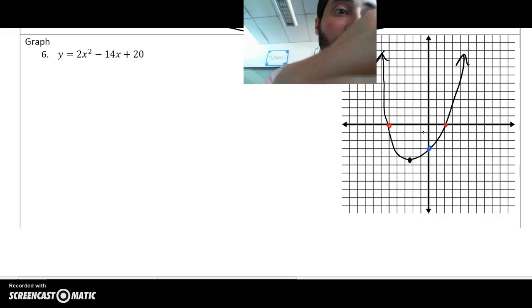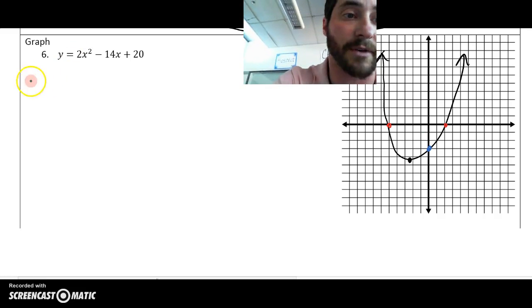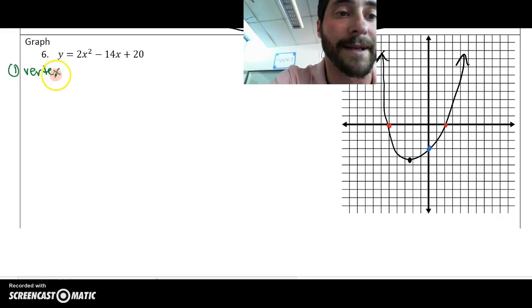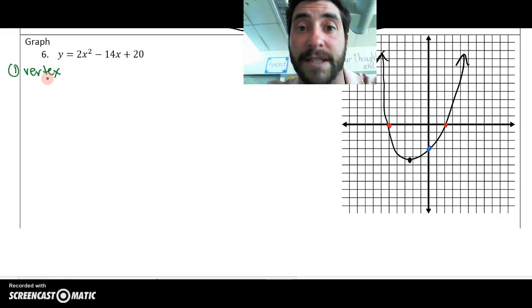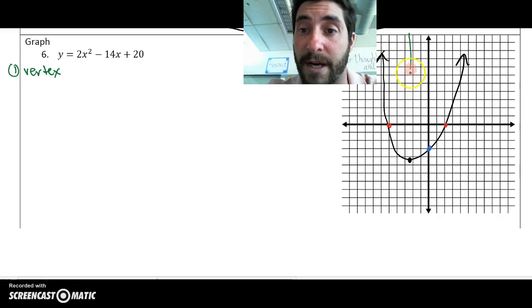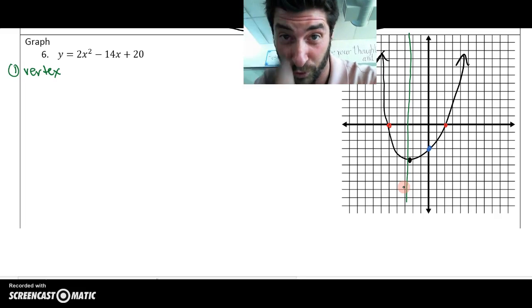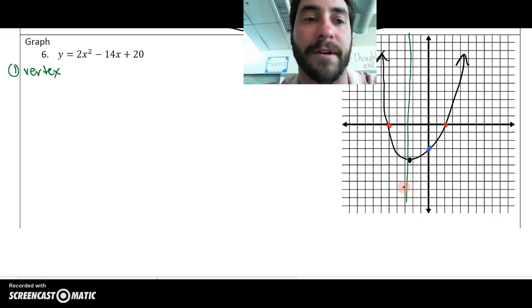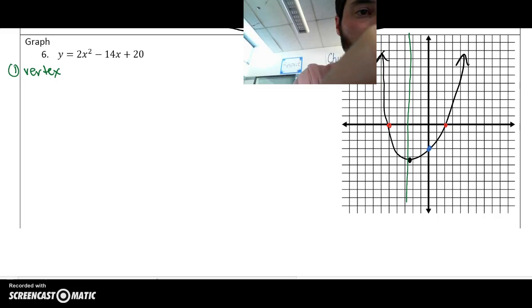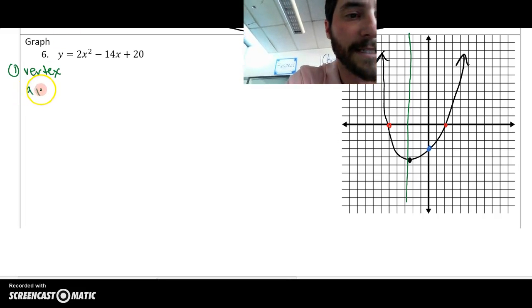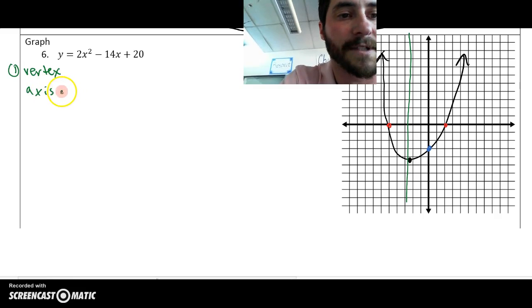Turns out we can find all 3 of those. So let's start with the vertex. For me, the best way to find the vertex is to find the axis of symmetry. That's the vertical line that cuts the parabola right in half. That's what we're going to find, the axis of symmetry.